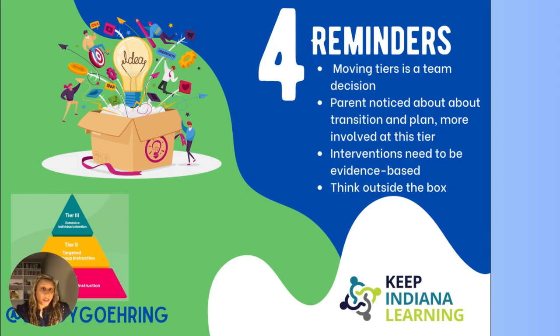As we finish up with Tier 2, here are a few more reminders. As I just shared, this is a team decision. It's a very important step in the framework and to the child's education. The decision to move in tiers should not be taken lightly. Again, parents and guardians should be notified about any movement within the tiers. They should receive a letter explaining the process and a copy of the child's plan. As the student moves up the tiers, parent involvement increases.